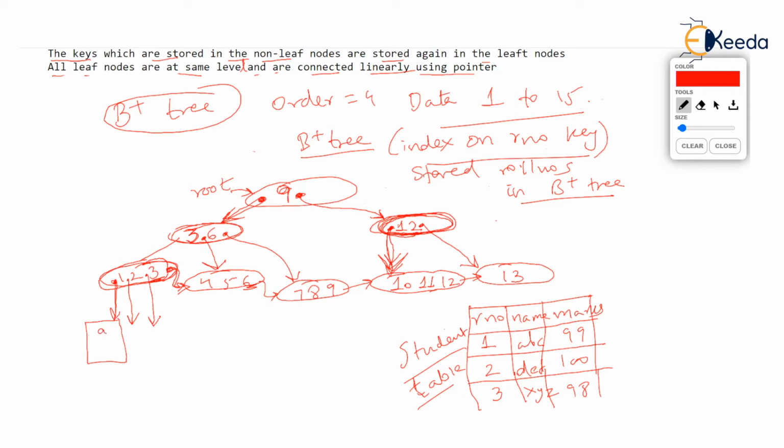So we will have ABC here and 99. Note that roll number 1 of our class has the name ABC and marks 99. Now there is 2, roll number 2 has the name DEF and marks are 100. Like that, the pointer for 3 will point to the name and marks of roll number 3. Similarly, 4 here has a pointer, 5 has a pointer, 6 has a pointer. All these pointers will point to records.